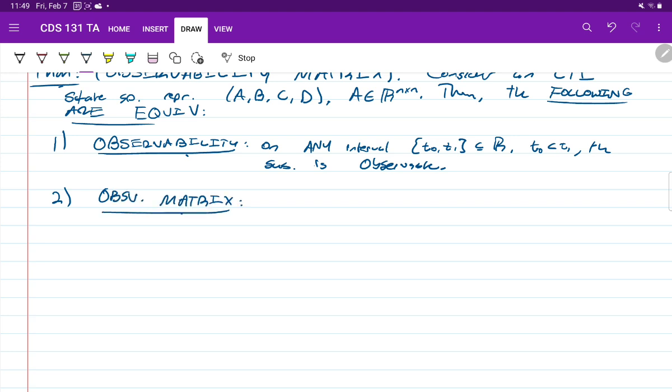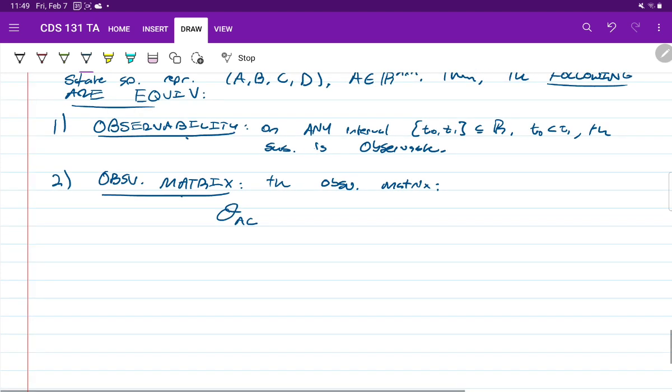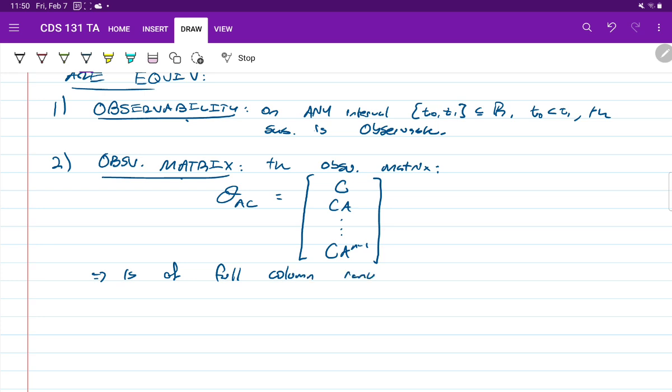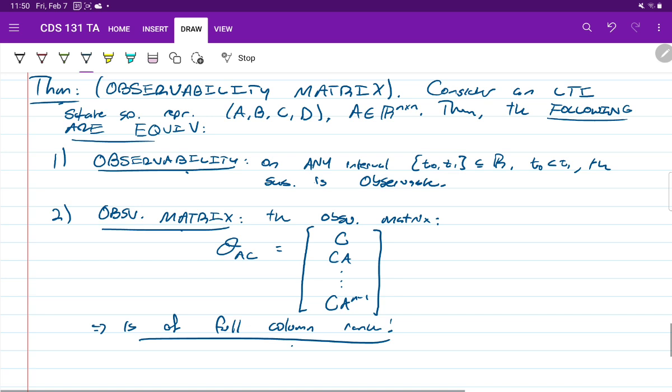So I'm going to say that the observability matrix, which I'll write O_AC, since O for observability, and AC, since it depends on A and C, is equal to C, CA, all the way up to CA to the n minus 1, where n is the dimension of the A matrix. This matrix has full column rank. Okay? So my claim is observability is one-to-one with this observability matrix being full rank. Okay, nice. So let's go ahead and prove this result.